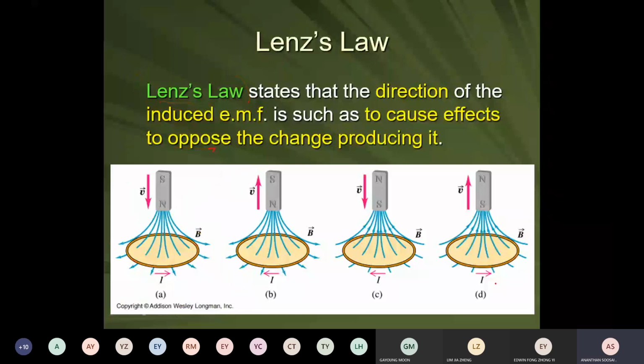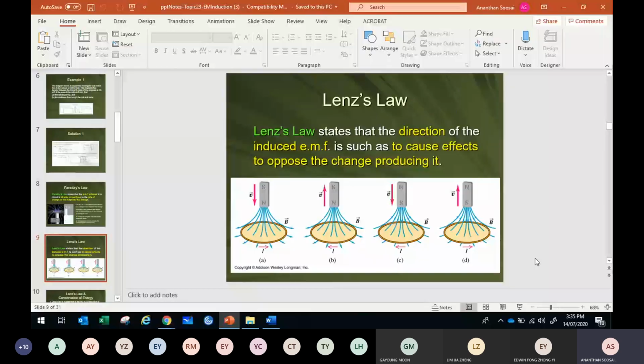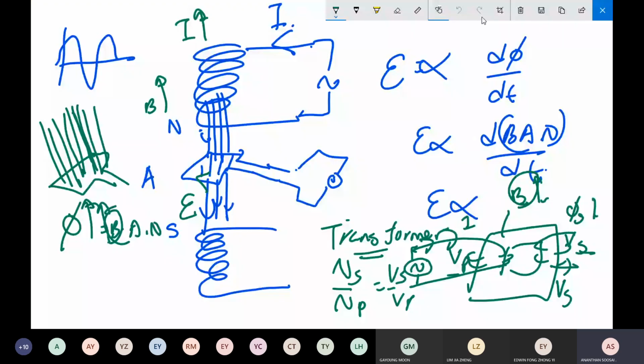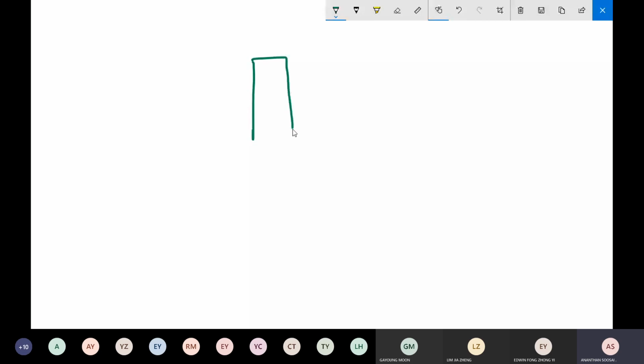Okay, I think it's better I go to the whiteboard to explain this. This is the core of this topic. Again, now let's say you have a magnet, south here, north here. You have a coil here, a closed coil. Okay, you move the magnet up.